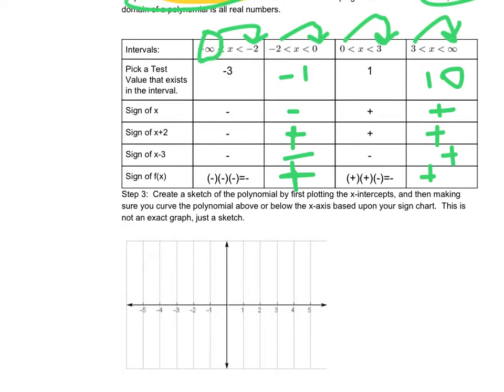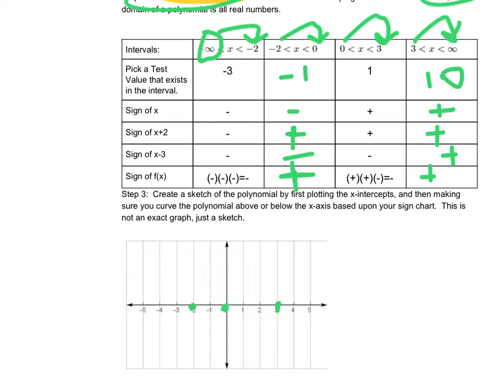So now we're going to sketch the picture. The first thing you're going to do is plot your x-intercepts. So I have an x-intercept at -2. I have an x-intercept at 0. I have an x-intercept at 1. Sorry, no I don't. I have an x-intercept at 3. And that's it. Those are my 3 x-intercepts.